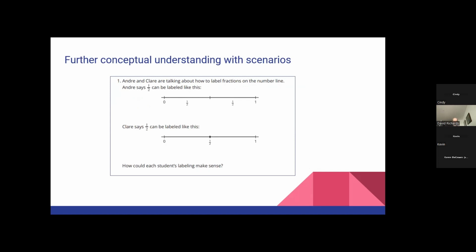Andre and Claire are talking about how to label fractions on the number line. Andre says 1/2 can be labeled like this. And there's a number line with the half written between 0 and 1, 0 and half, as well as 0, the half mark, and the 1. Claire says half can be labeled like this, and they just have the half in the middle. How could each student's labeling make sense?